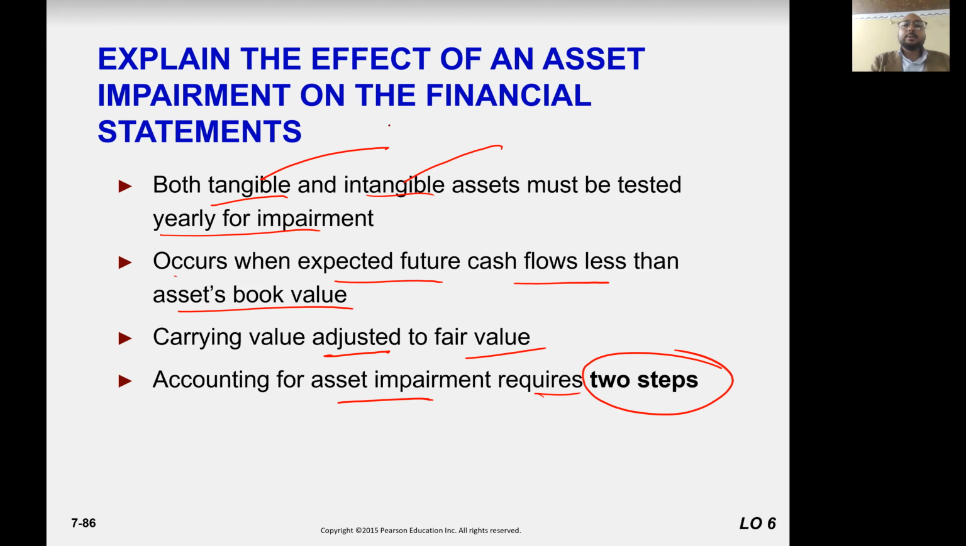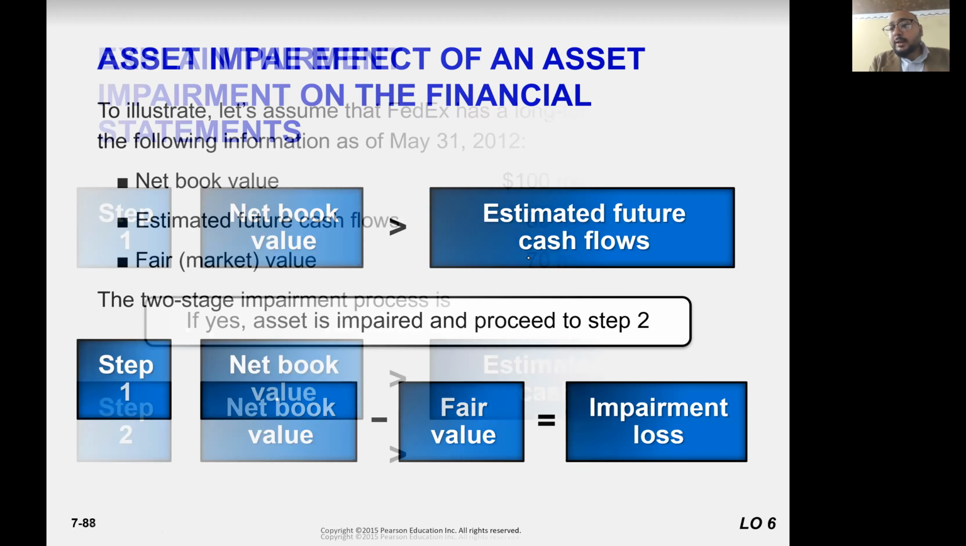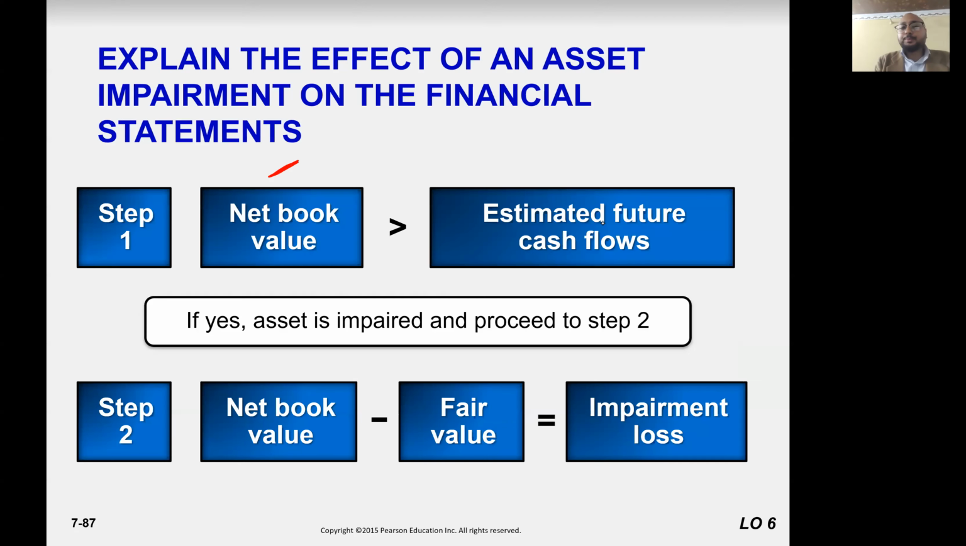Tangible assets like licenses or plant and machinery as well. All right, but normally this is used for intangible assets. So what are the two steps? Number one, book value must be greater than estimated future cash flow. Right? Book value must be greater than estimated future cash flow.